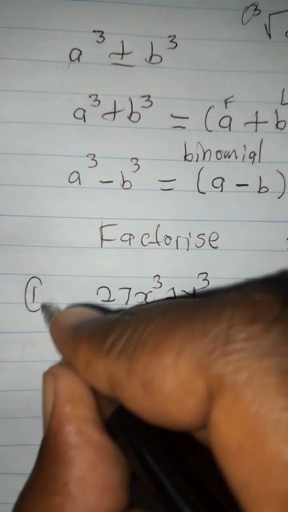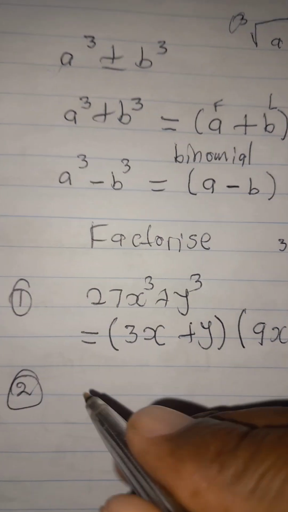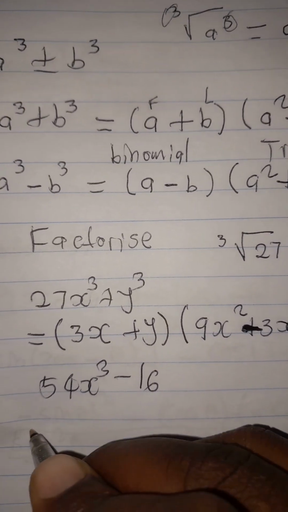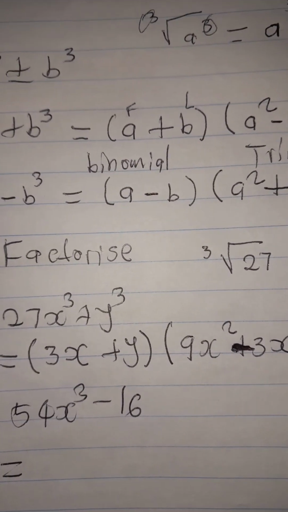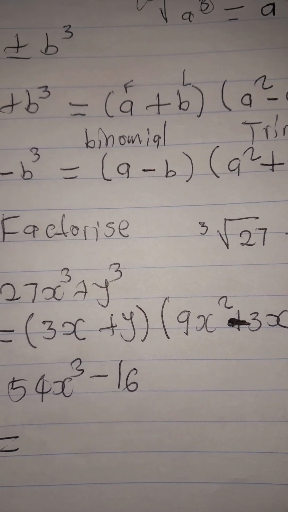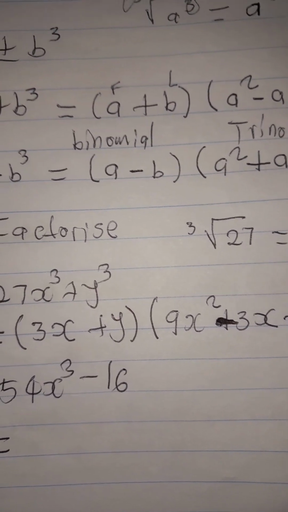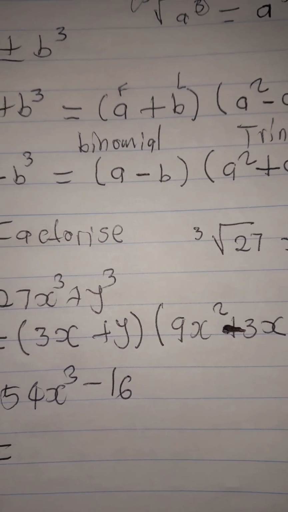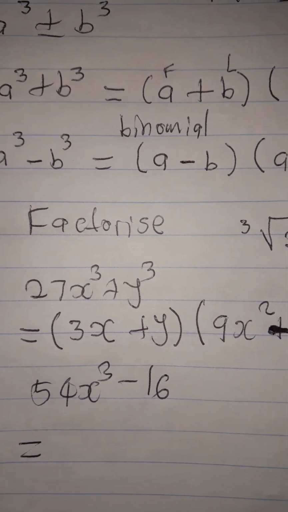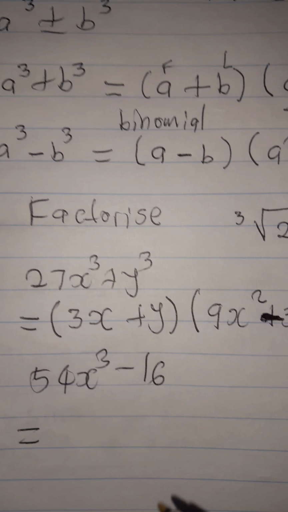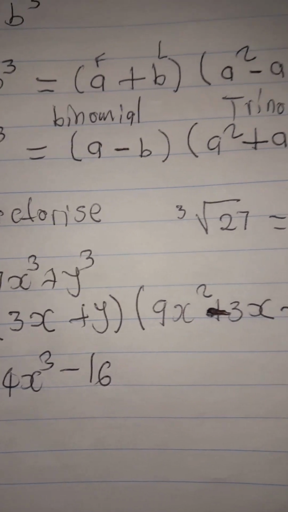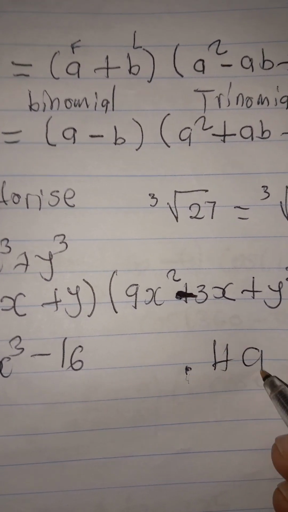So that's number one. Let's consider number 2. Let's say we have 54x cube minus 16. They want us to factorize this. Pause the video and do it yourself. First, find the cubic root of 54. It will give you 3.7 and so on. So that means we don't have a cubic root of 54. Similarly, we don't have a cubic root of 16. So what do we do? When you don't have a cubic root, always look for the highest common factor.